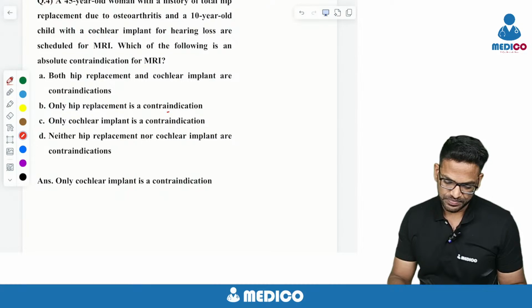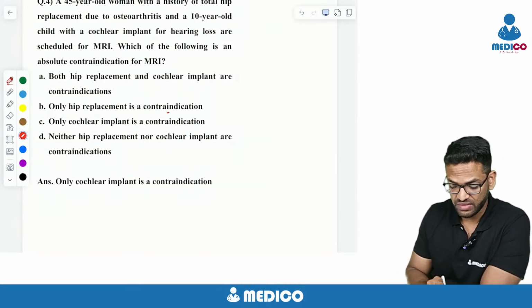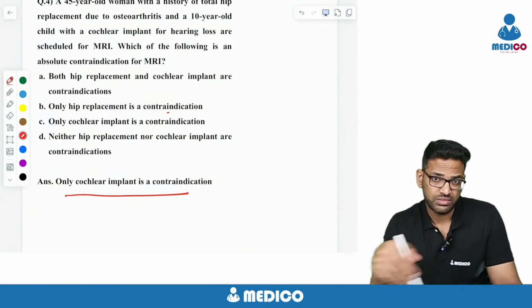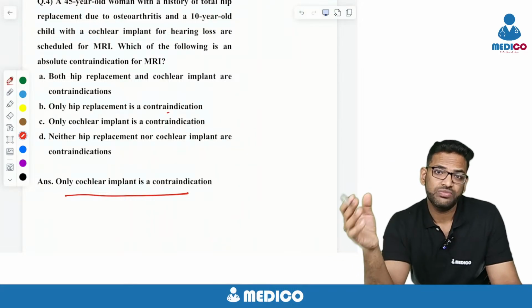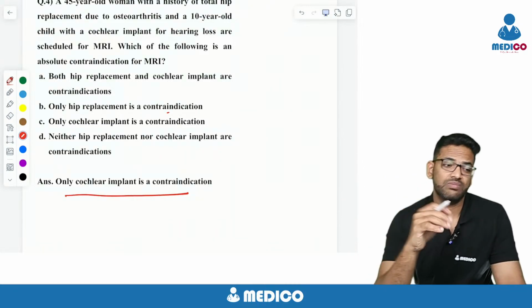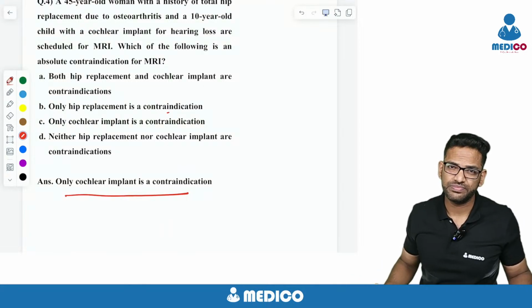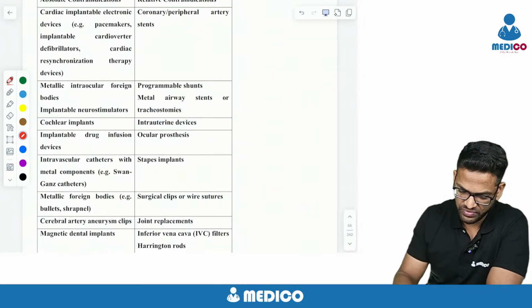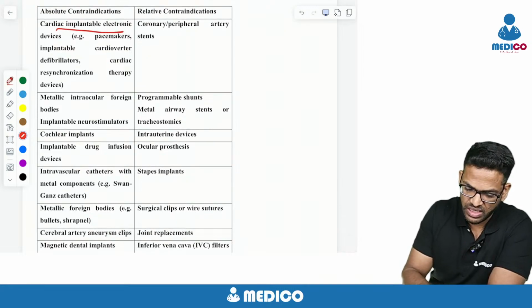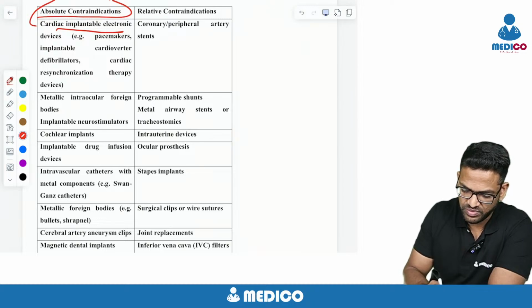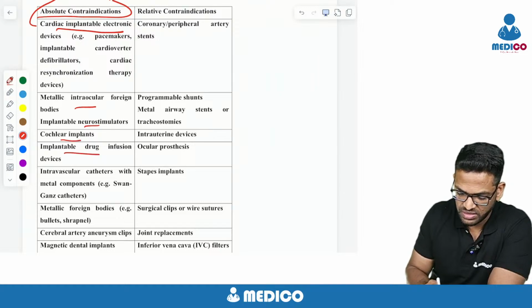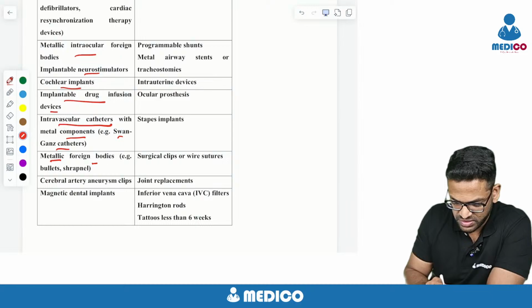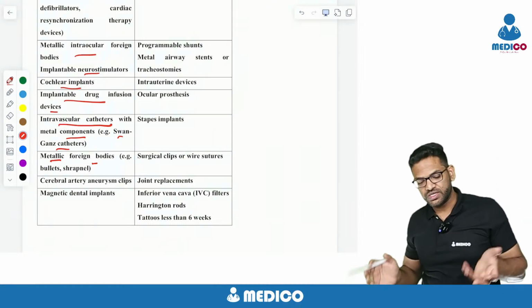Now, in these options, we only have the cochlear implant, which is an absolute contraindication. But even with medical devices in the current phase, they all have at least a version which is MRI compatible or MRI programmable, so that an MRI can be taken safely. If you are faced with a question like this, you can see this table. One set is cardiac implantable electronics, which are absolute contraindications. Other absolute contraindications are intraocular foreign bodies, implantable neurostimulators, cochlear implants, implantable drug infusion devices, intravascular catheters with metallic components, Swan-Ganz catheter, metallic foreign bodies, bullet shrapnel, cerebral artery aneurysm clips, and magnetic dental implants.